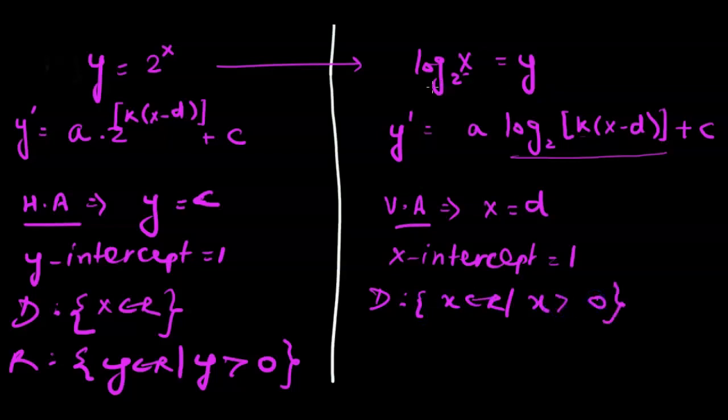This is with respect to this parent function because d is 0 in this case. If d is not 0, then here goes that number d. Here also, because c is not there, so c is 0. That's why range here would have y greater than 0. Range in this case would be y element of R.